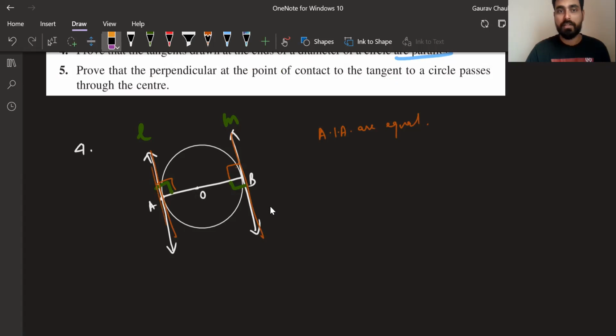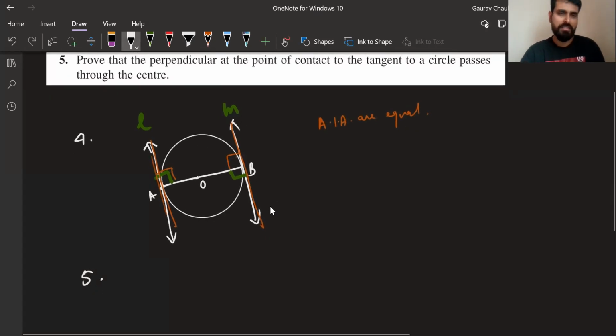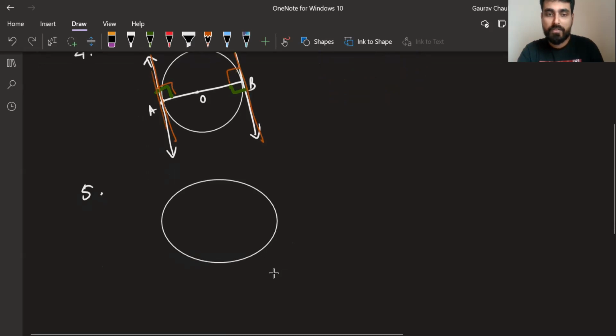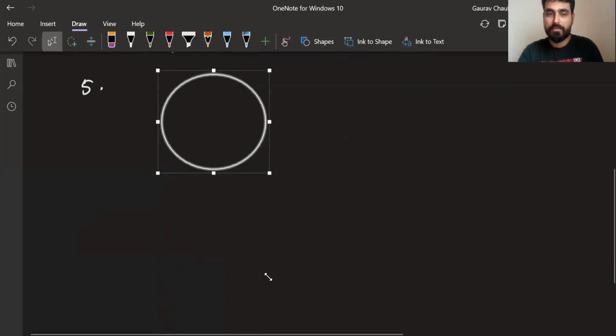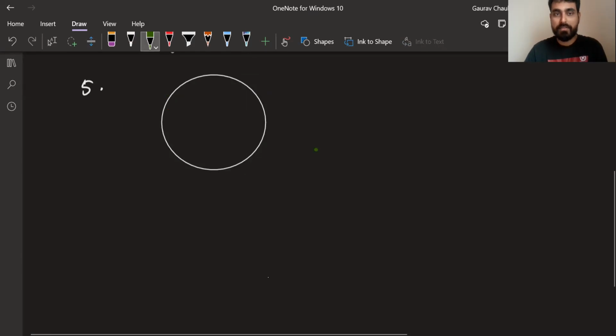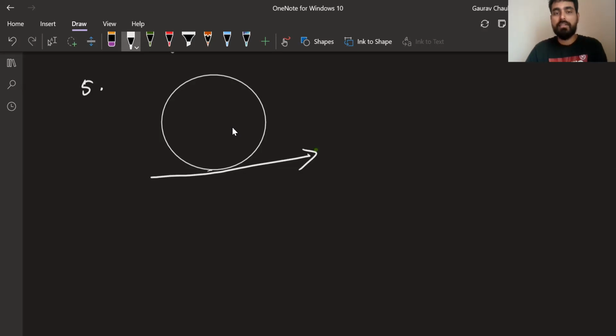Prove that the perpendicular to the tangent at the point of contact of a tangent to a circle passes through the center. I'm a little confused about this question, but I'll just run you through it. Prove that the perpendicular at the point of contact to the tangent. Okay. So there is a tangent. They're saying if we draw a perpendicular at the point of contact here, this is the point of contact.